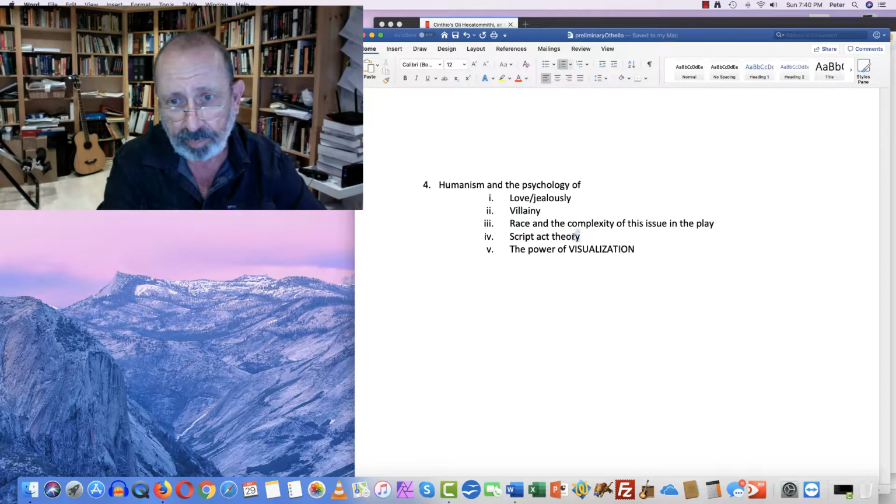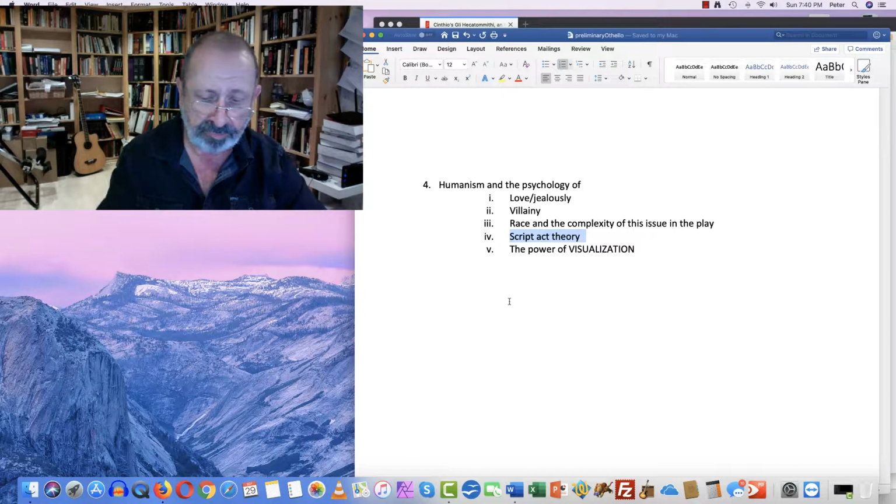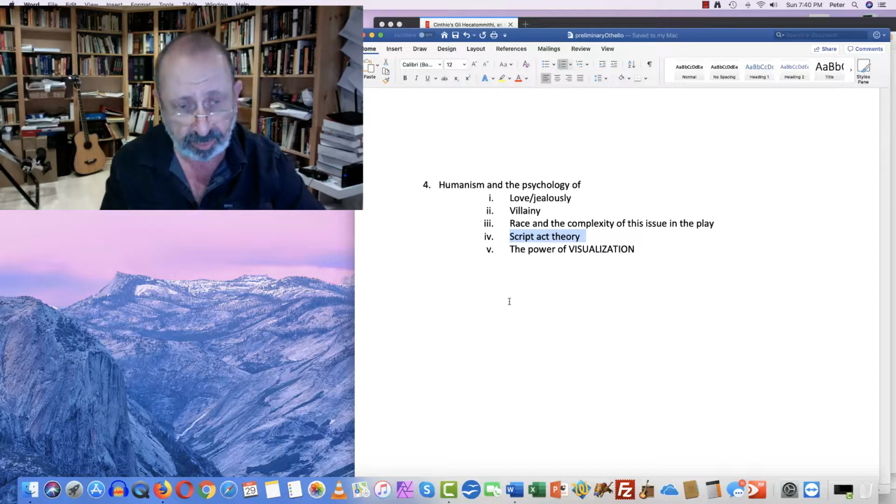Now, I posted something in Moodle, you'll see it, called Speech Act Theory, and this is something you have to be very aware of when you read any dramatic text. The notion of Speech Act Theory is as follows: that the words on the page don't mean anything because we have such little direction in how to interpret them.